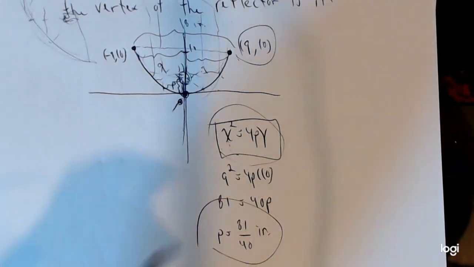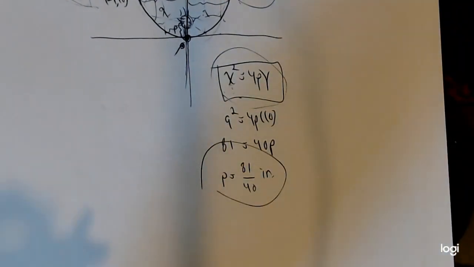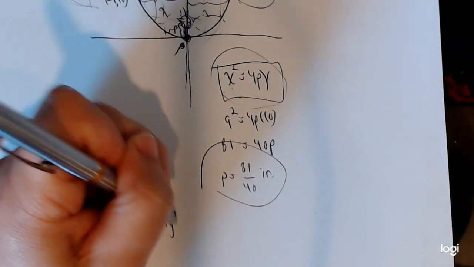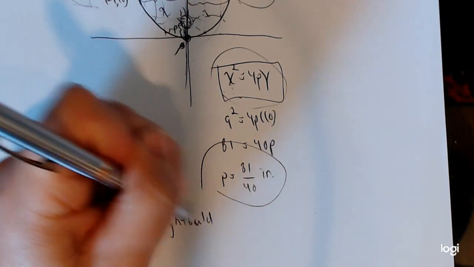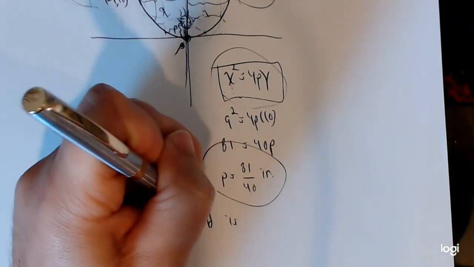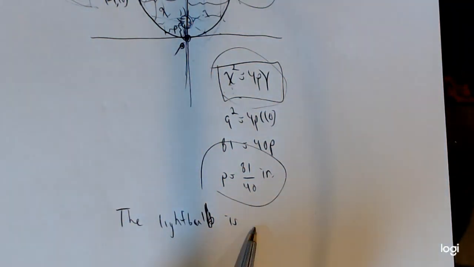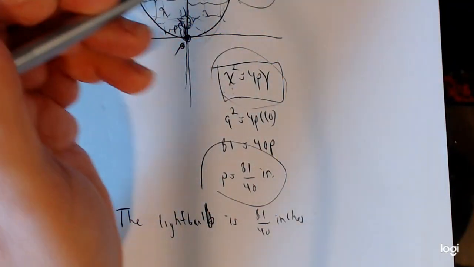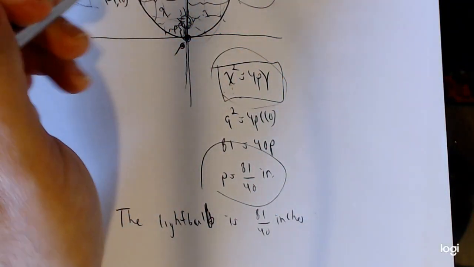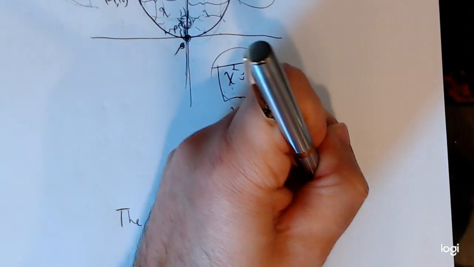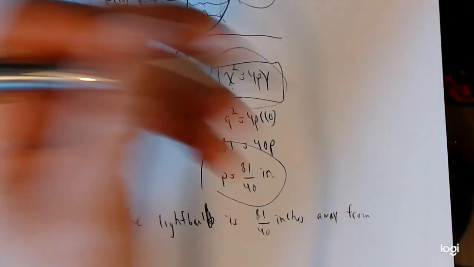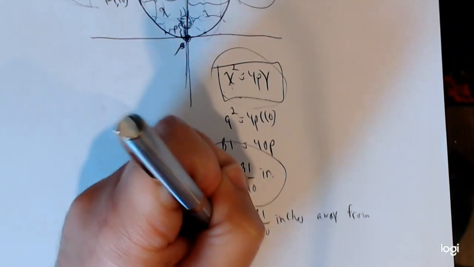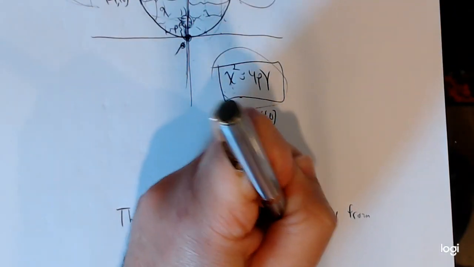So there you have it. So what is it that we're saying? The light bulb is 81 over 40 inches away from the vertex of the reflector.